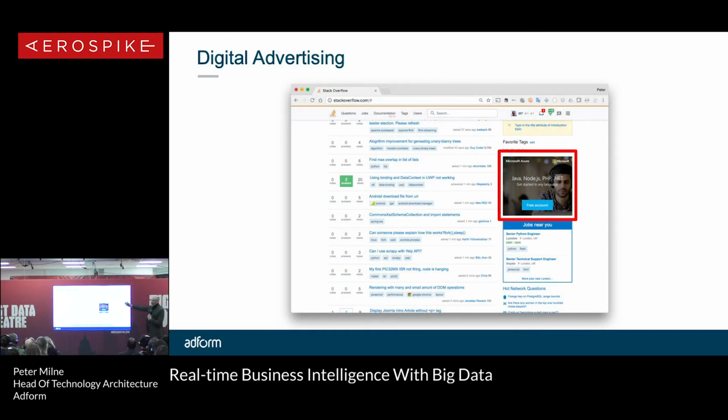So you go to your favorite website. So I've gone to Stack Overflow here. I'm interested in the articles that are written over here. And there is some advertising just here. Why is Stack Overflow free? Because the publisher of the website sells this advertising space to an advertiser, and that's how they make their money.